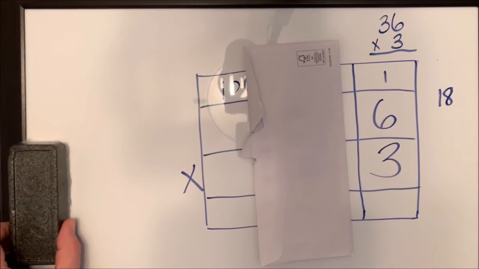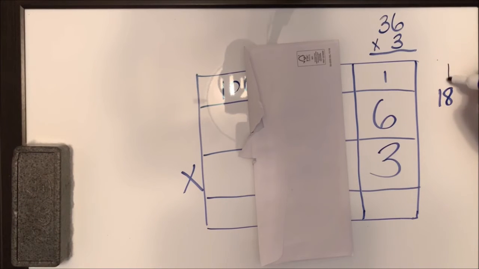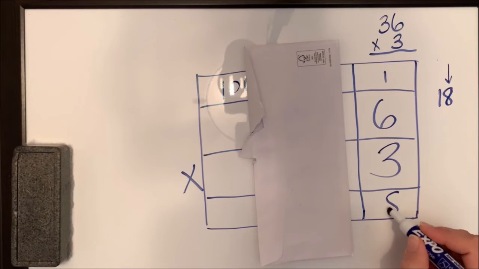So if you haven't memorized them yet, memorize them. Okay, so I have 18. I look at my ones column. I have 8 ones. So I'm going to put my 8 in the ones column.